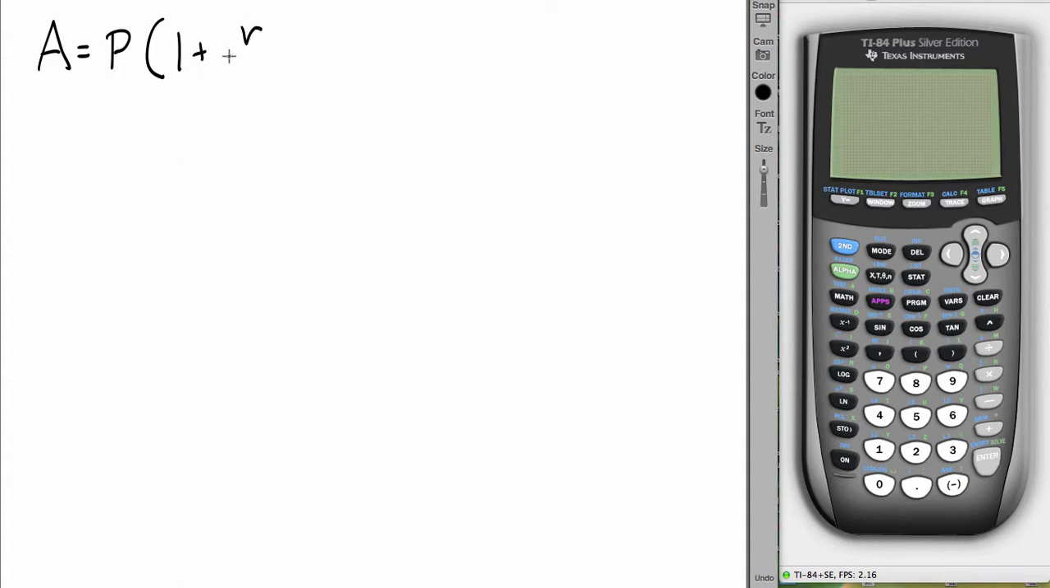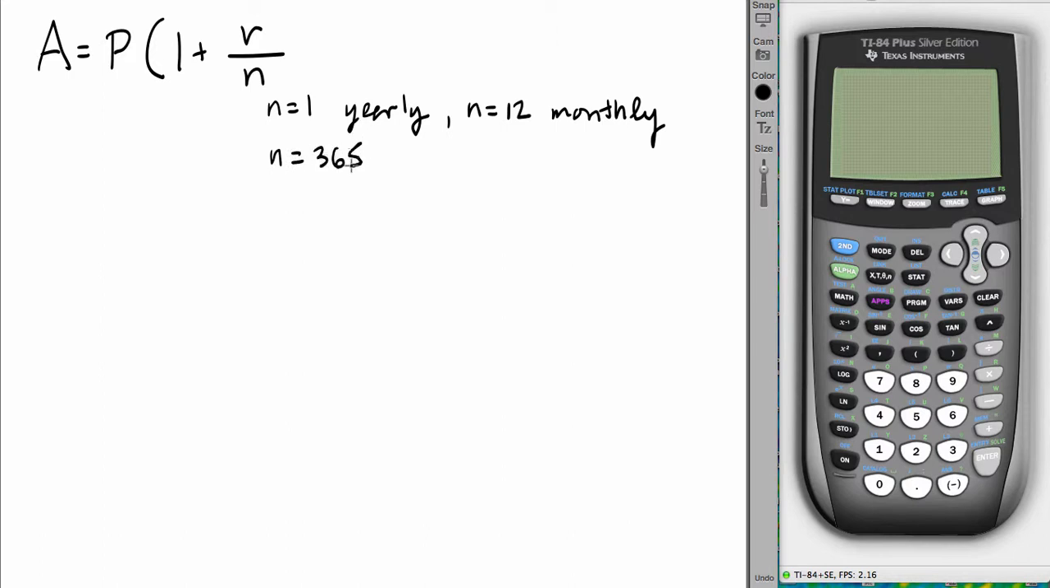R is the interest rate that your account will earn. N, the number of compounding periods per year. N might equal 1 if you are only receiving interest payments once per year, or yearly. N equals 12 if you are receiving interest payments monthly. N equals 365 if you're receiving interest payments daily.